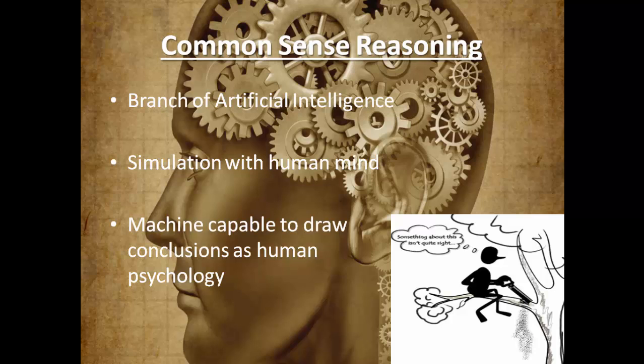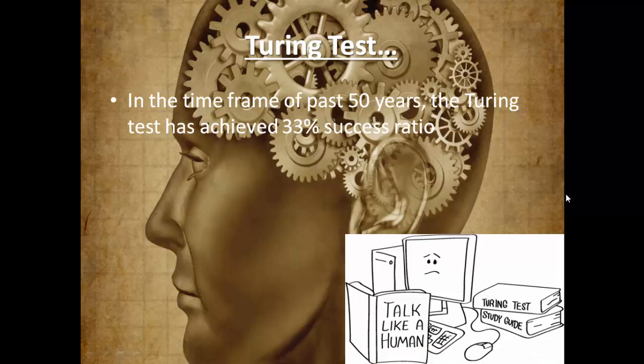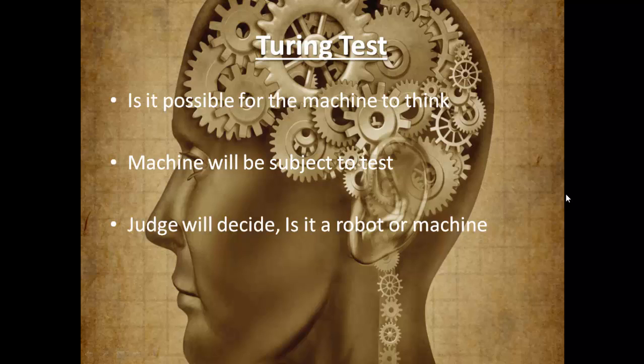For example, if you look at the picture, the man should not cut the branch on which he is resting. Can machines develop this type of common sense in the next few decades? Now, is it possible for machines to think? If it is possible for machines to think, then it should pass a test, and the test is the Turing test. What is the Turing test?